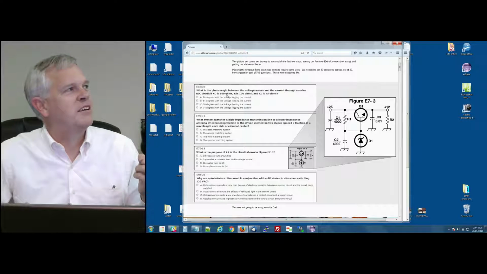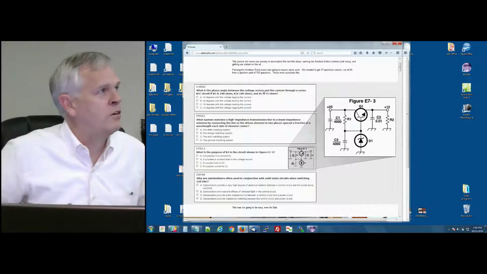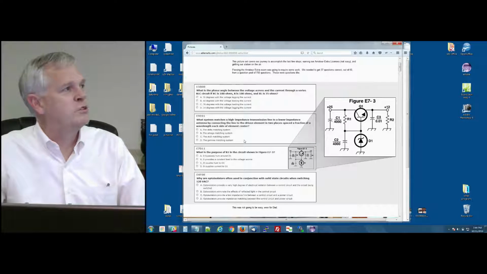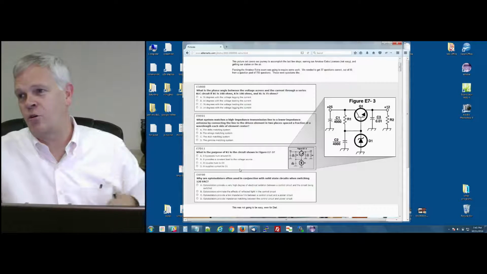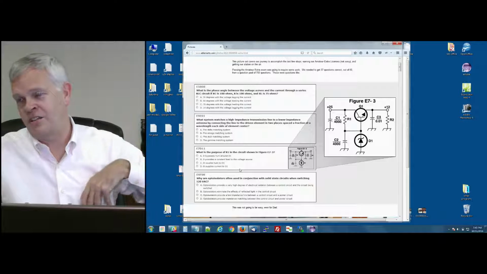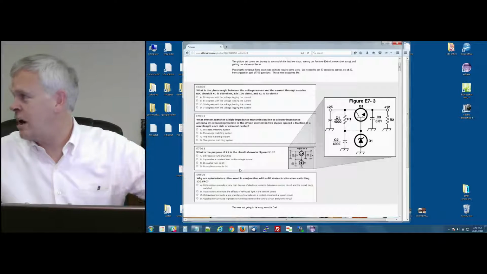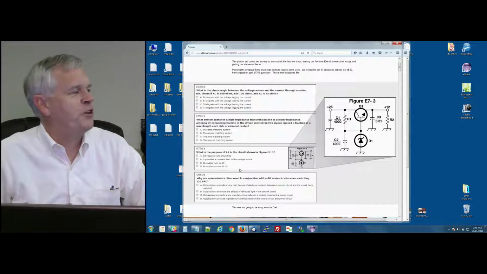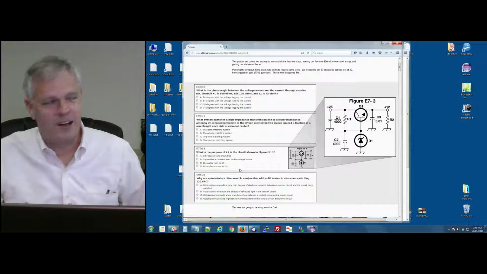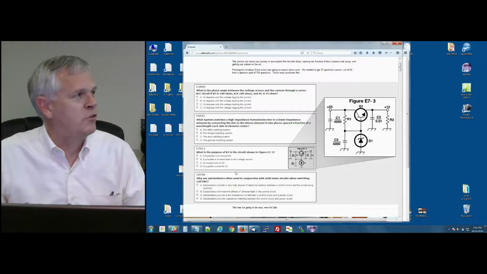But these are like, what is the phase angle between the voltage across and the current through a series RLC circuit if XC is 100 ohms, R is 100, and XL is 75 ohms? So that's just one example. And there were 700 questions. You were given 50 randomly, and you had to get 37 of them right. It took us a while, but we were able to do it, including my 11-year-old, my 14-year-old, and myself.